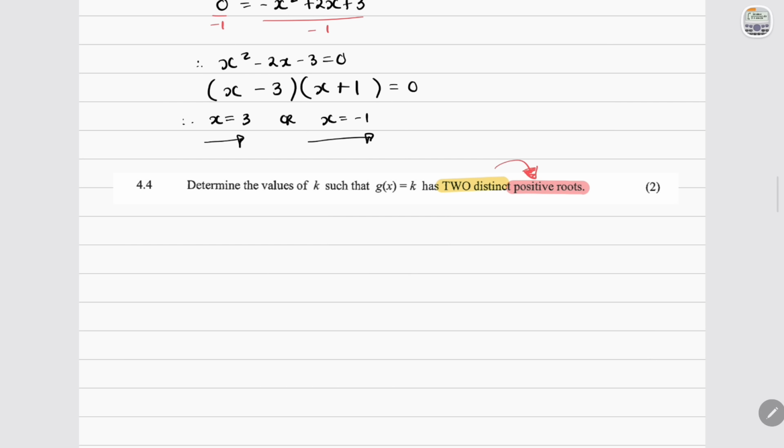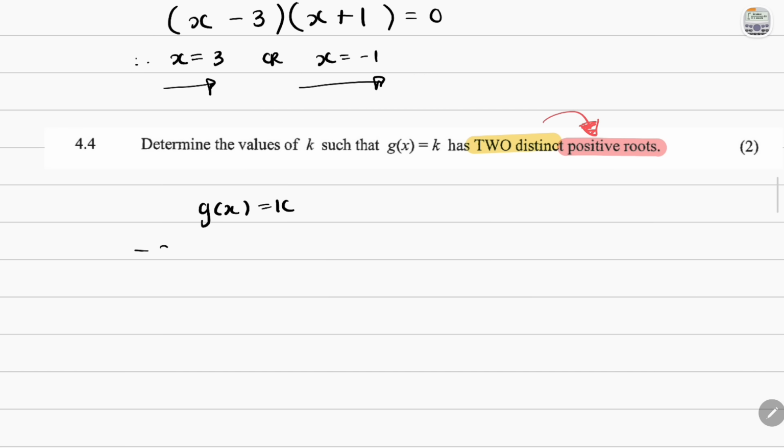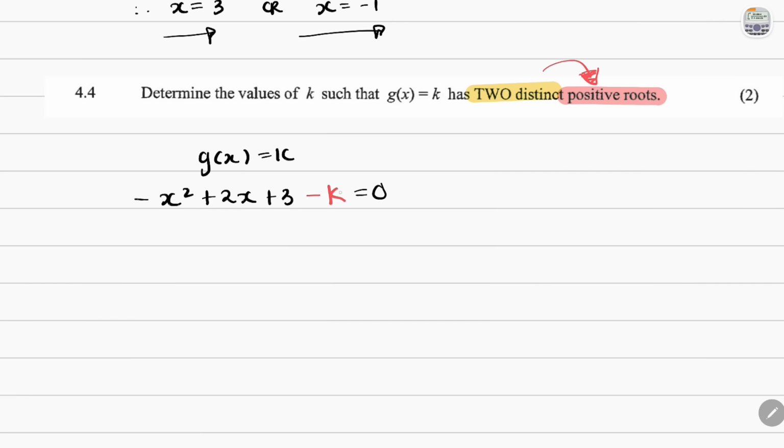Another thing is, remember how they said g of x is equal to k? If we put that down, remember g of x was negative x squared plus 2x plus 3, and if we bring the k over, it becomes negative k, is equal to 0. So this is the equation that we have. You can really just look at this as, what do we subtract from this equation so that the graph will intersect the x-axis at two points, but at positive values? For example, you can't have something like negative 1 and 3 anymore. It needs to be one positive value and another positive value.